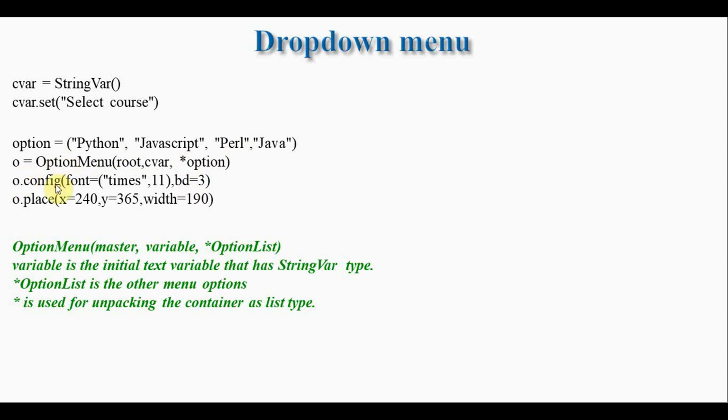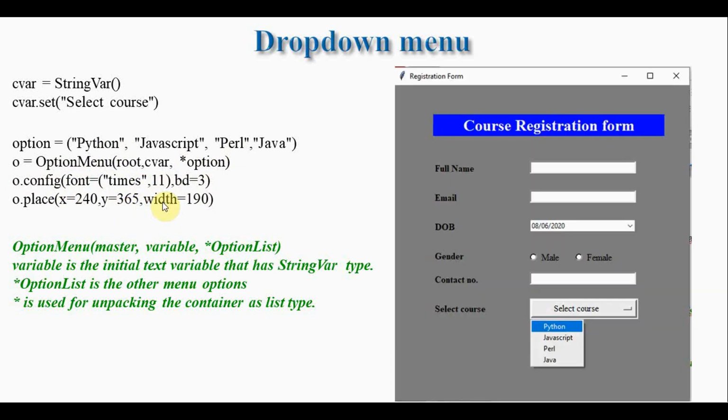You can make use of the config method and set the font size and border size, place it with X and Y axis, and you can set the width also. So it looks like this, so that the width is the same as that of the other entry widgets. Select course is the option menu we are creating, and when you click the drop down menu, you have all the 4 options. You can select any one among them. This is how the drop down menu works.